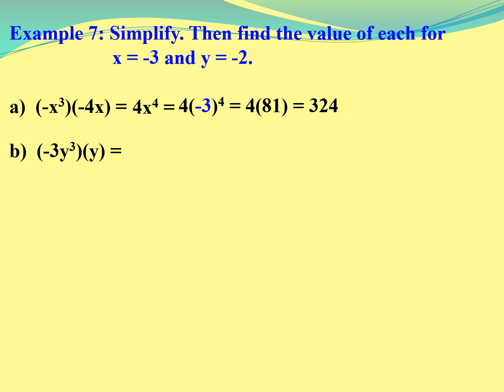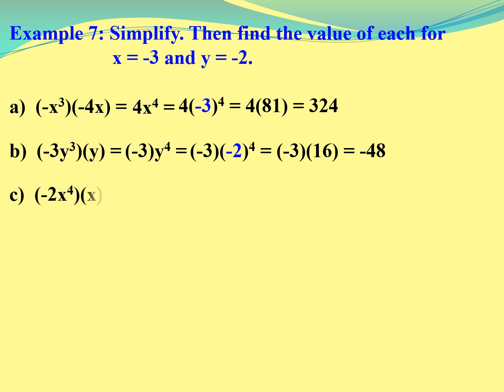Negative 3y cubed times y equals negative 3y to the fourth. And since y is negative 2, then substituting we get negative 3 times negative 2 to the fourth equals negative 3 times 16, which is equal to negative 48.